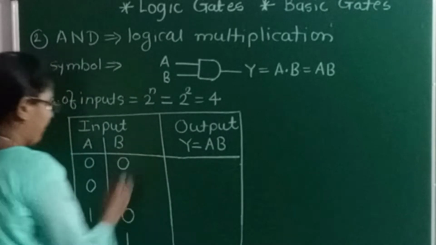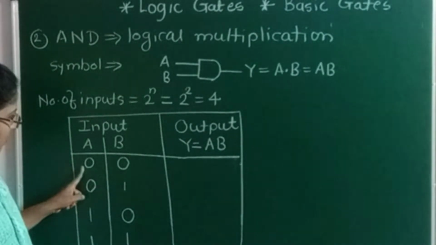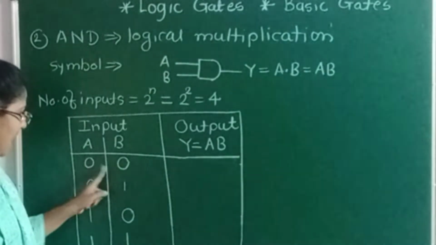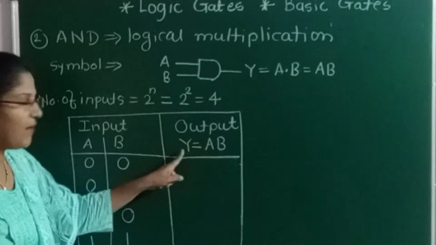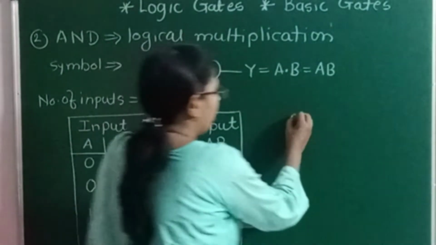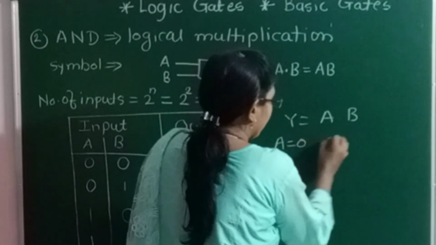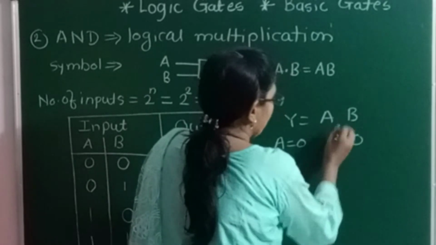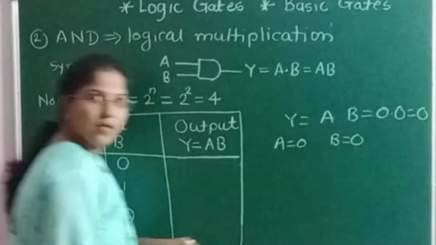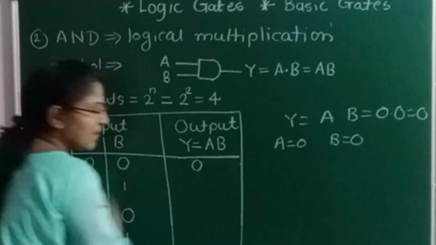You can see the first input combination where the value of A is equal to 0 and the value of B is equal to 0. So put the value of A as well as B in the Boolean expression to find out the output of the AND gate. So here I will write Y equal to AB, A equal to 0, B equal to 0. So 0 into 0, the result will be 0. So for inputs A and B 0, 0, output is 0.